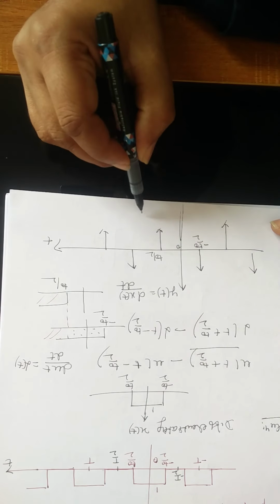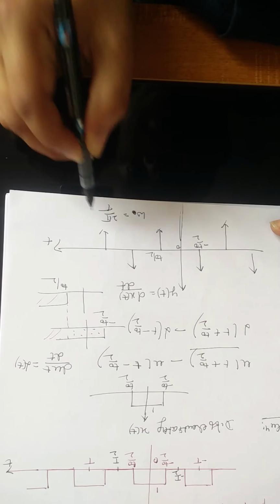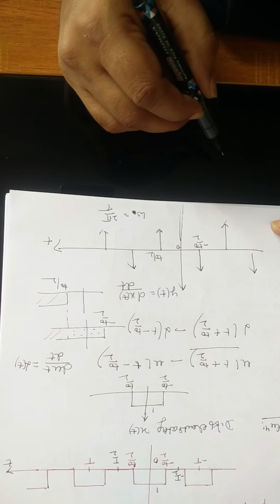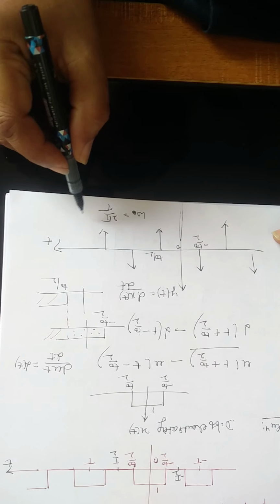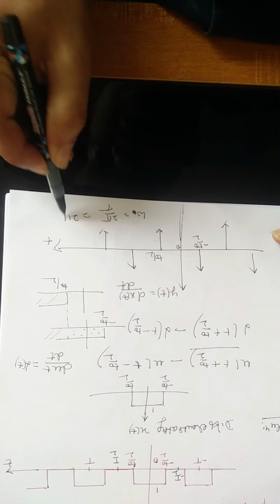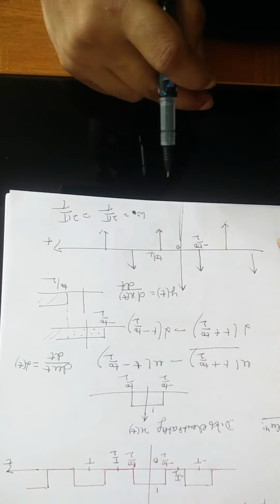Okay, this is the differentiation. Now, what is its angular frequency? Angular frequency omega is equal to 2 pi by T. What is T here? T is the fundamental period. So we get omega equal to 2 pi by T. Okay, this is the differentiation of this rectangular pulse.